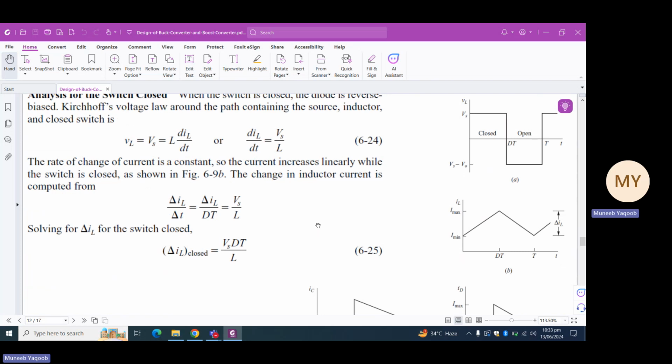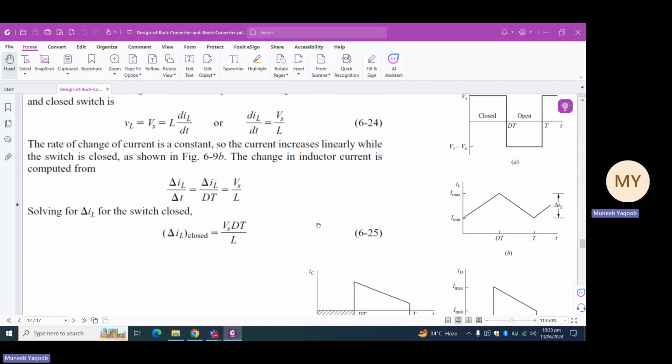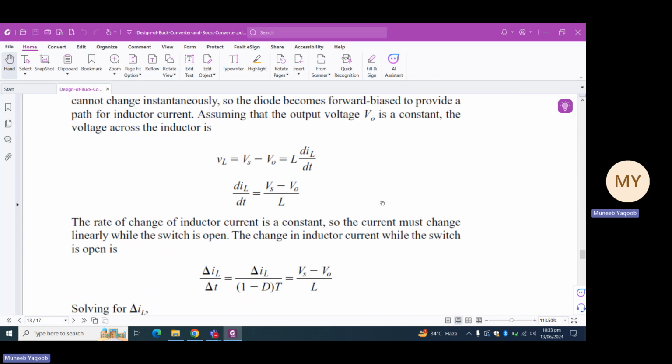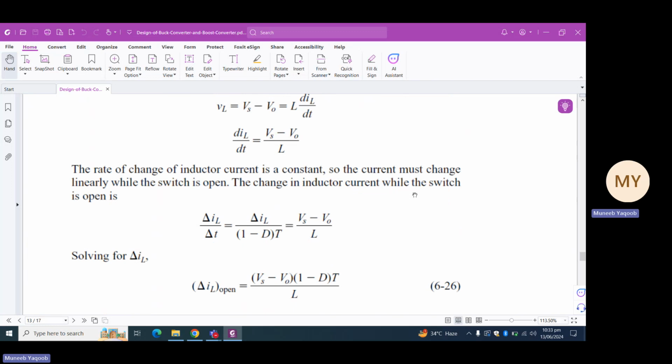Now similarly, when the switch is open, the inductor voltage VL is Vs minus Vout. Since the inductor voltage is L di by dt, following the same pattern, di is delta IL, and dt is the time for which the switch is open. This time the switch was open for (1 minus d) times capital T. So hence we can say that (Vs minus Vout) upon L equals delta IL upon (1 minus d) times T.